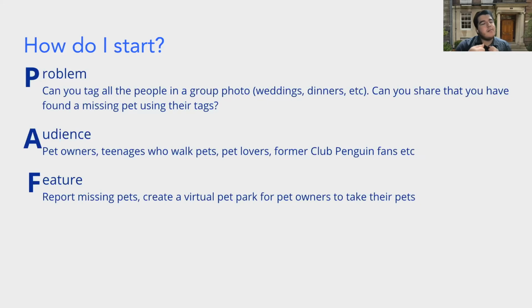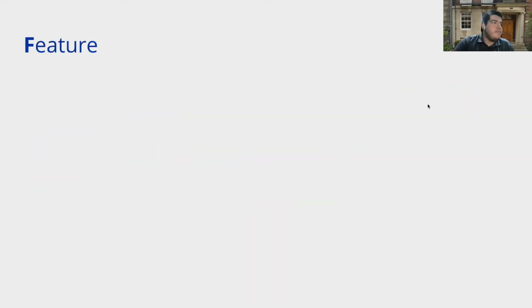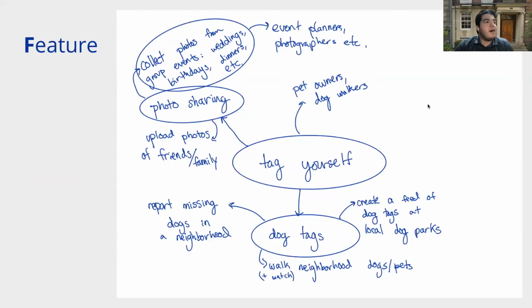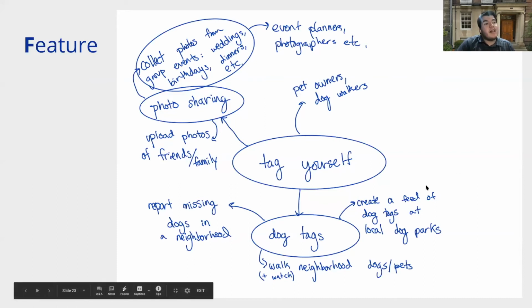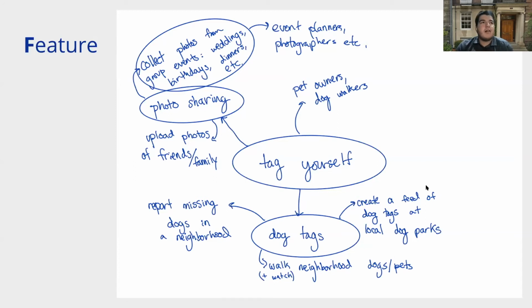So this is when you can start to become a little bit creative, but this ideation process really helps you centralize and bring together what you're trying to build in an idea. So now that we're talking about our features, you can report a missing dog in a neighborhood, or you can create a feed of dog tags, maybe at a local park. And if a pet is seen at a park, you can post the pet with a picture of their tags, or something like that. So that's one way to approach it.